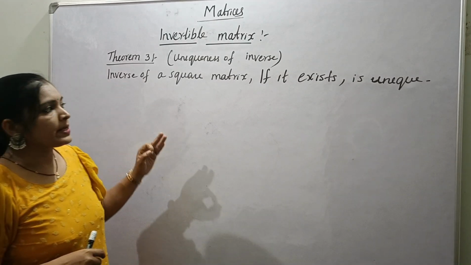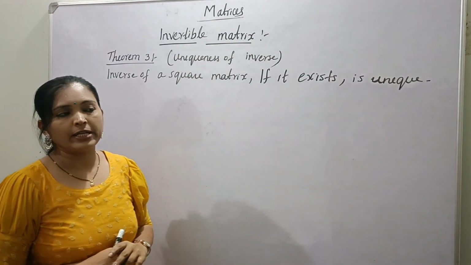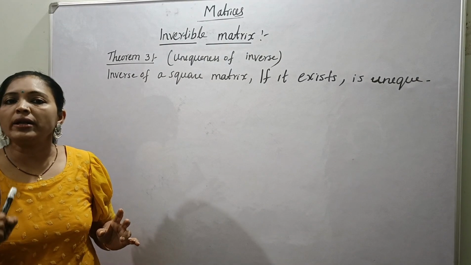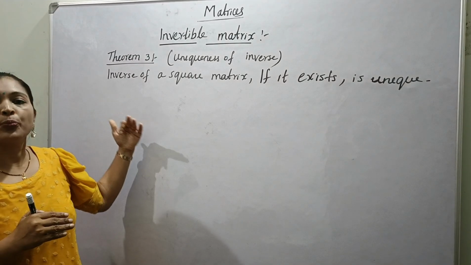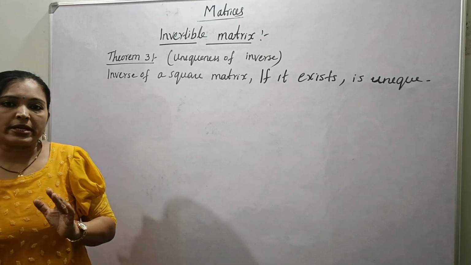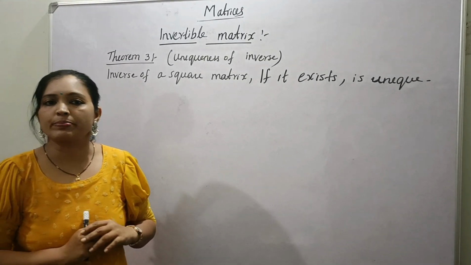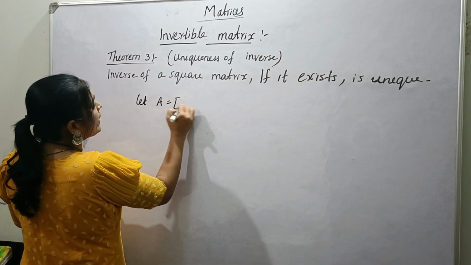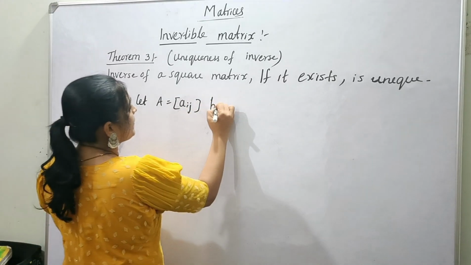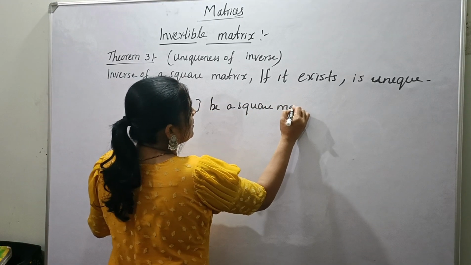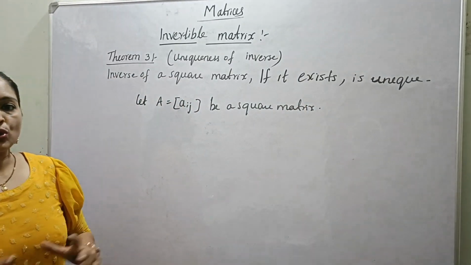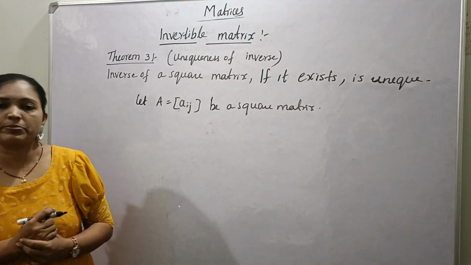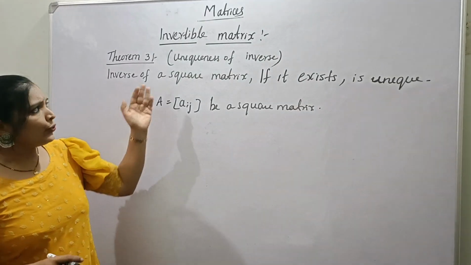So inverse of a square matrix, if it exists, is unique. That means, see, suppose A is a square matrix, and it has only one inverse matrix. So here we have to prove this. That is, for any square matrix, if it exists, there is only one inverse matrix, that we have to show. For that, let A is equal to Aij be a square matrix. Here we have to show there is only one inverse matrix for any square matrix. That is the uniqueness of inverse.